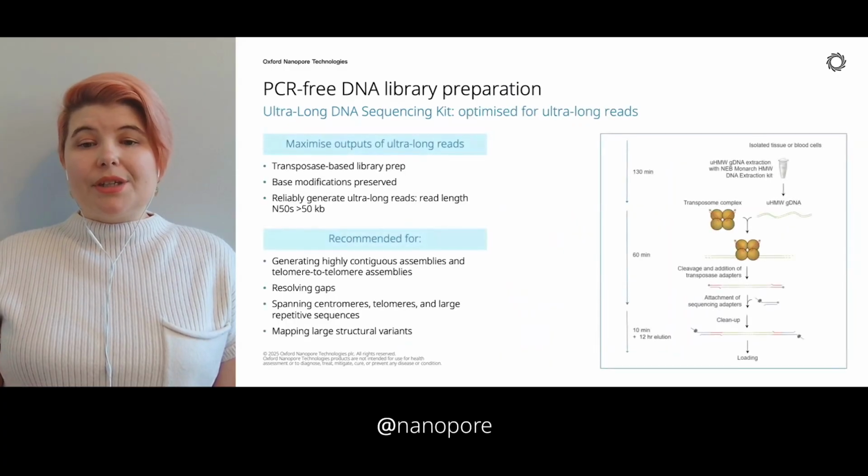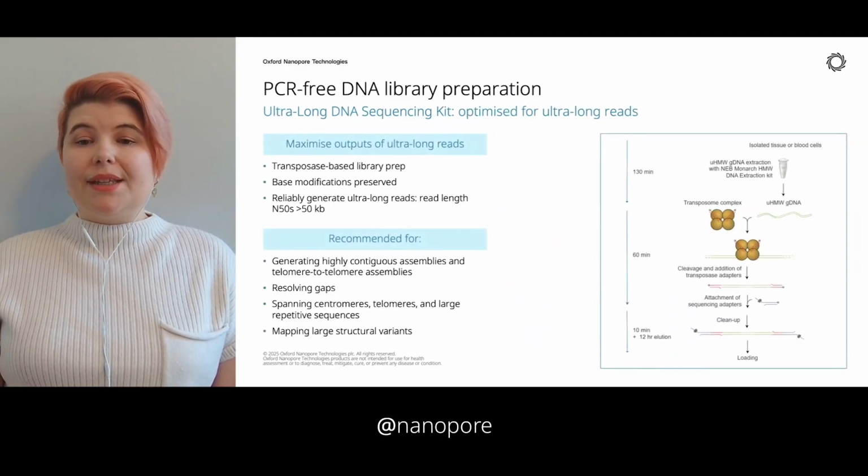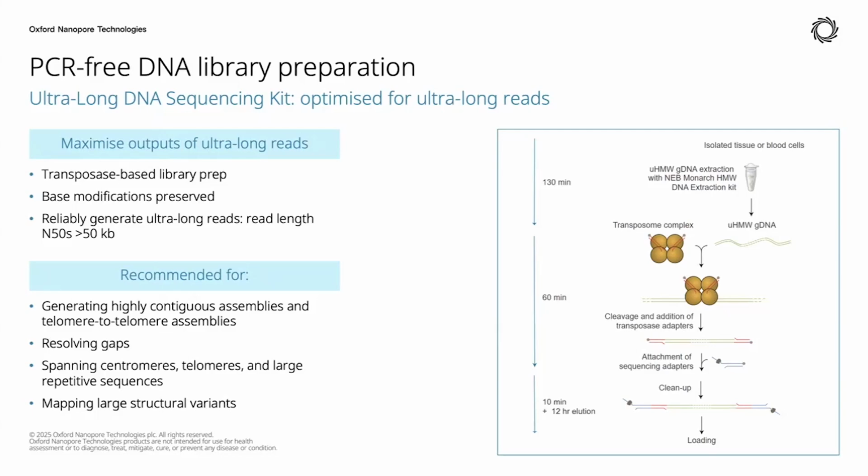The rapid chemistry has also been adapted for use in the ultra-long DNA sequencing kit, enabling library preparation of ultra-high molecular weight DNA. This method delivers read lengths in the 10s of 50 kb and greater, and reads reaching megabases in length, while preserving base modifications. The ultra-long reads generated are particularly beneficial for assembly, structural variant calling, and phasing.